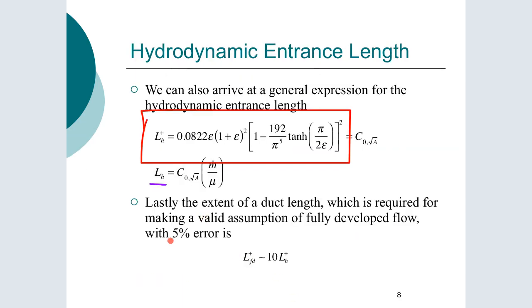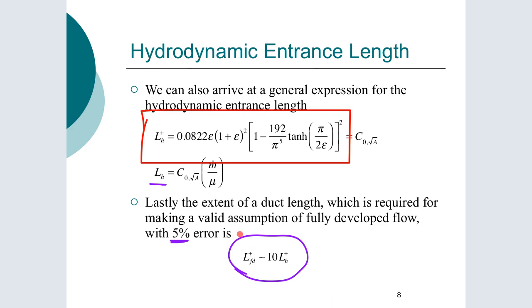And that is a valid assumption with about a 5% error, which is fine for engineering purposes, if we satisfy this condition: that the fully developed length is 10 times the L plus H. Okay, so if the L plus, based on the length of the channel, is 10 times the entrance region value.